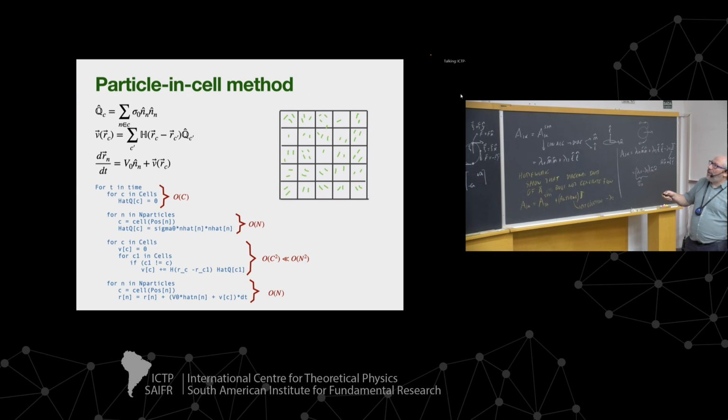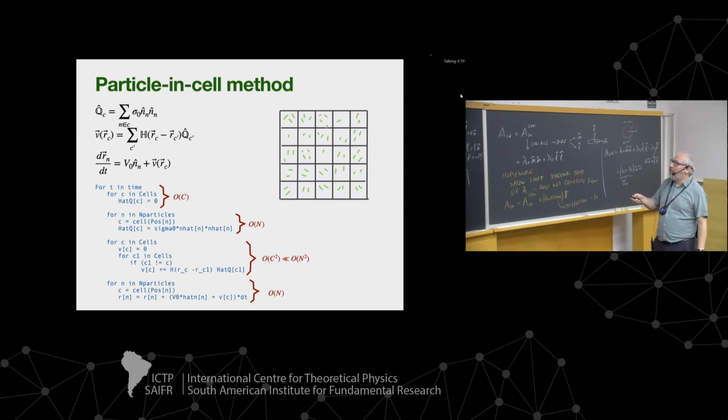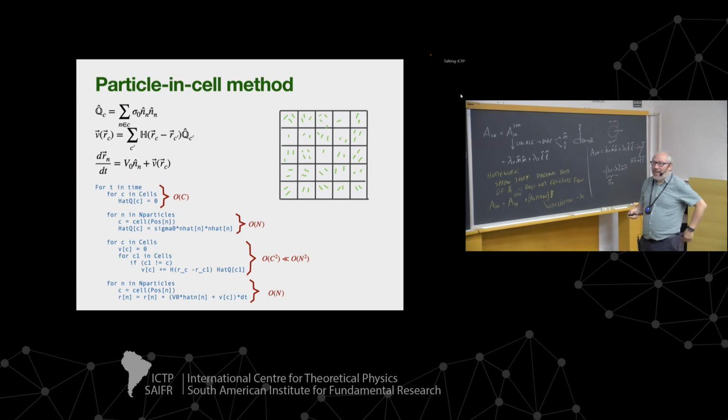This part is order C, C is the number of cells. This part is order of the number of particles. This part is order C squared, it's still C squared. But you have much fewer cells than particles, so it's much faster than order n squared. And then you have to move all the particles. So this is the crude method that we're going to use with boundaries. I'm going to come back to that again.